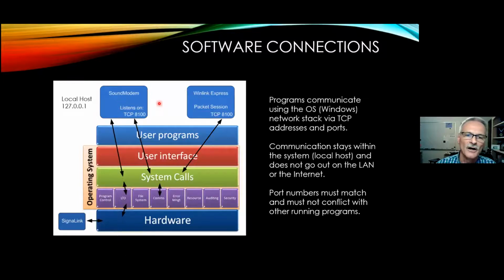And so, if I start up Sound Modem as my software TNC, I'm going to have to tell it what port it's going to utilize. By default, it's going to use port 8100 here. So then I have to make sure that Winlink Express is looking on localhost, this IP address, and the same port that I have set over here. And this communication just stays within your operating system. It never goes out on the Ethernet or the Wi-Fi. So that's how our programs talk to each other.